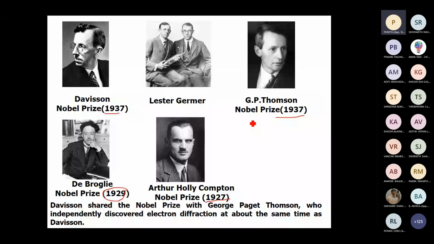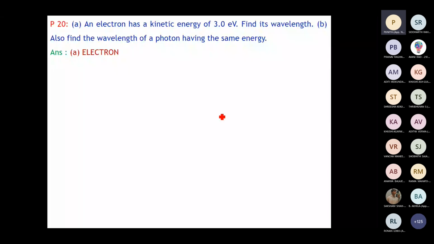We have two numericals before starting the next unit. So I solve the two problems. We have an electron whose kinetic energy is 3 electron volts. Please determine its wavelength, and also the wavelength of a photon having the same energy.